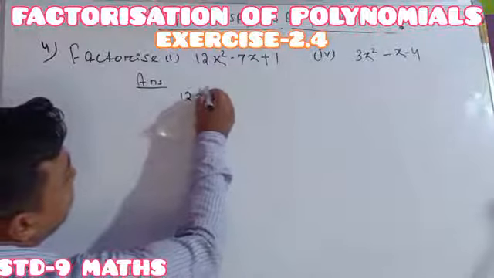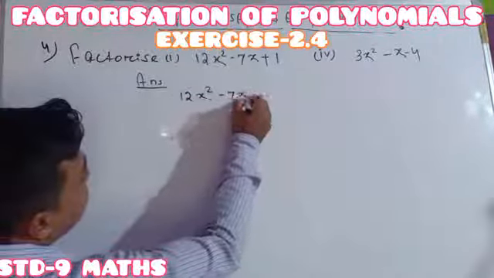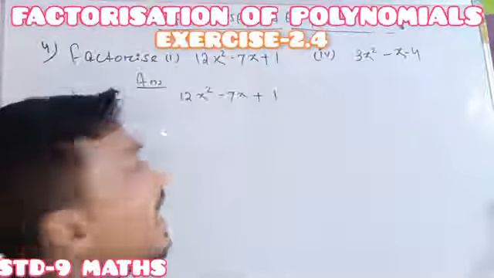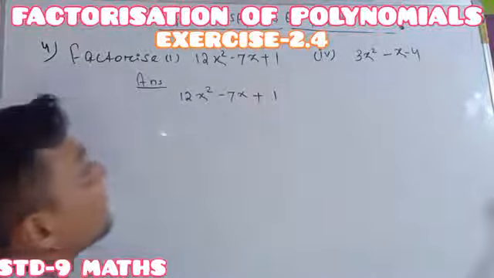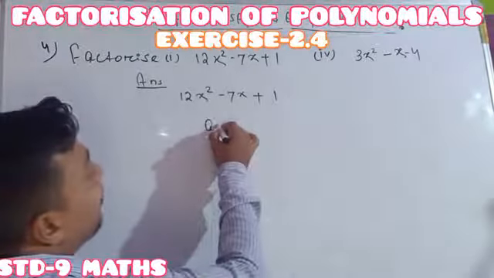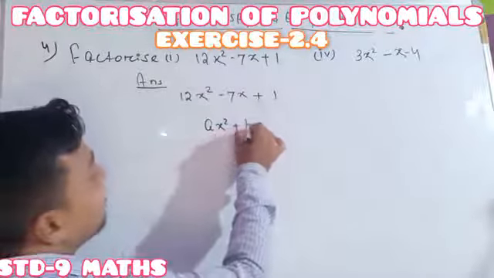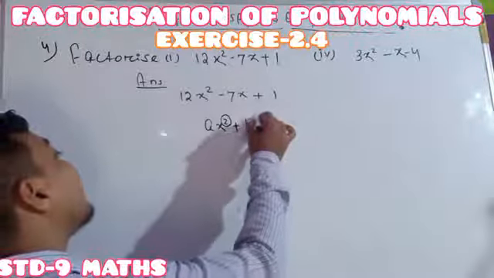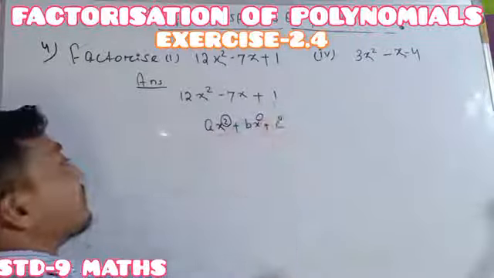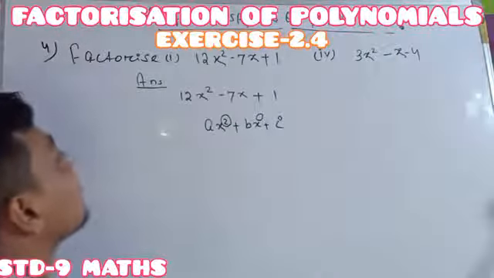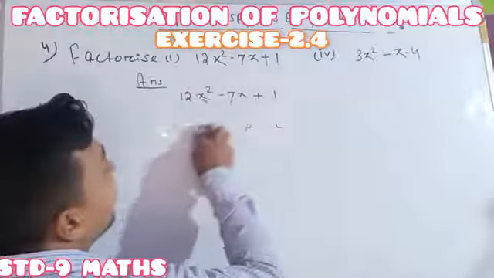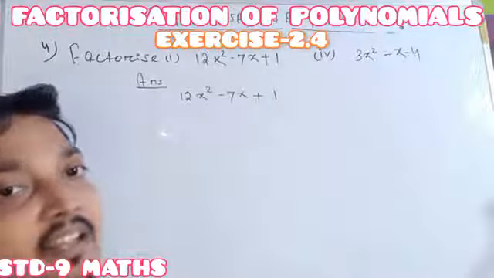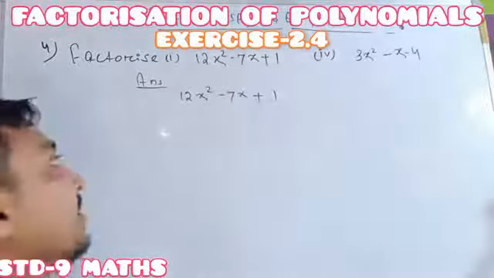Here it is 12x square minus 7x plus 1. How should a quadratic polynomial be written? Always arrange it in the form ax square plus bx plus c. That means first write the highest power, then the second highest, then the smallest power. This is called our standard form. Standard form means powers should be written in descending order. If it is not, you just have to write it in descending order.